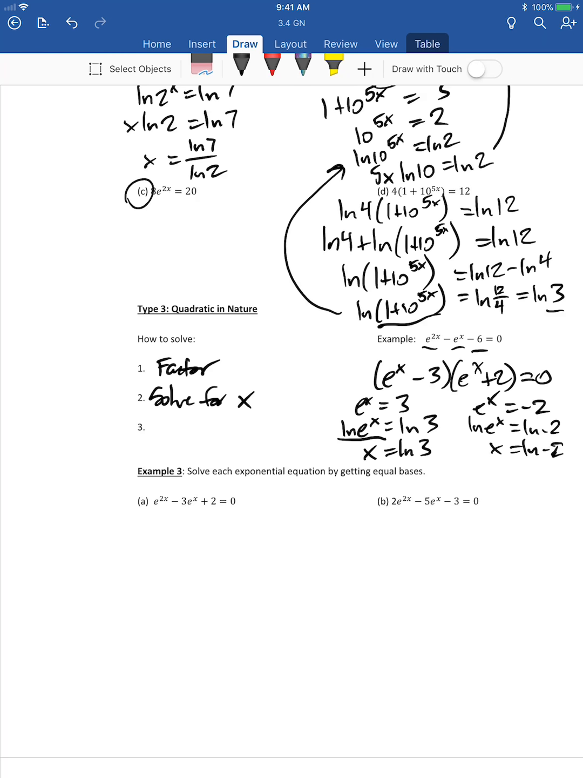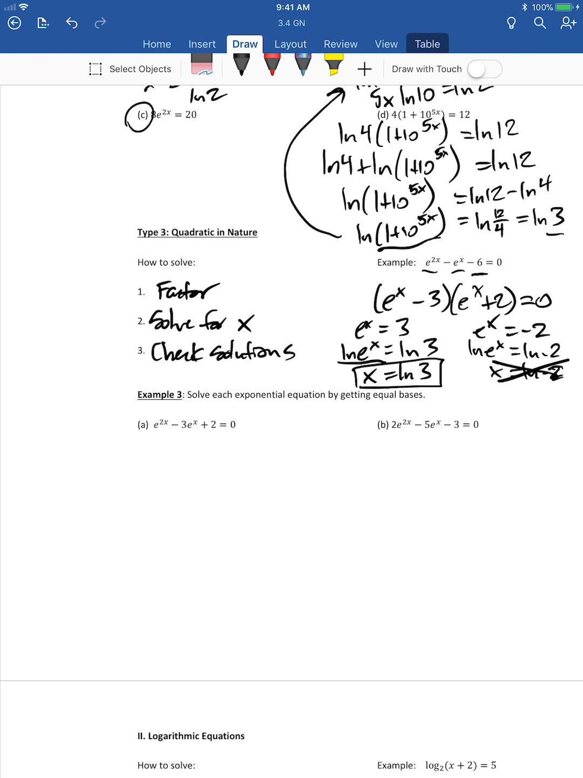Uh-oh, I see a problem. Hopefully you do too. My last step is to check my solutions. I have x equals the natural log of 3, that's not a problem, but x equals the natural log of negative 2. Can I have a negative number in my argument of a logarithm? I cannot. That will not exist. So my only solution here is x equals the natural log of 3. All right, let's take a look at some more factoring examples. Let's take a look at A.